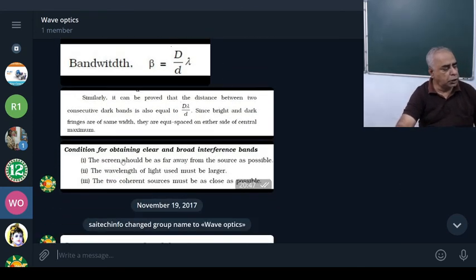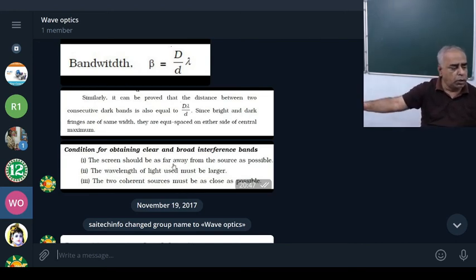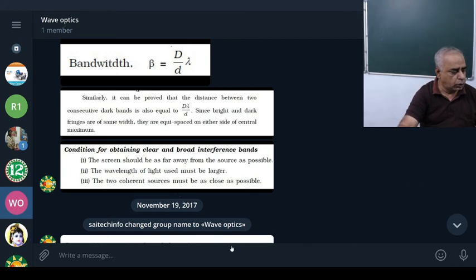Now, what are the conditions for good interference? The screen should be as far as possible, meaning capital D should be longer. The wavelength of light must be larger, and the two coherent sources must be as close as possible. So these are the three important conditions for getting clearer and broader interference.